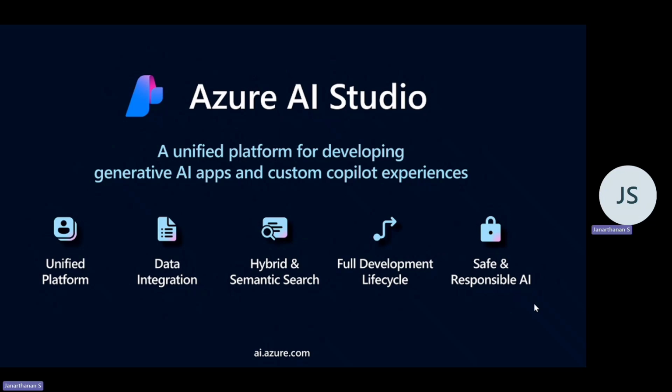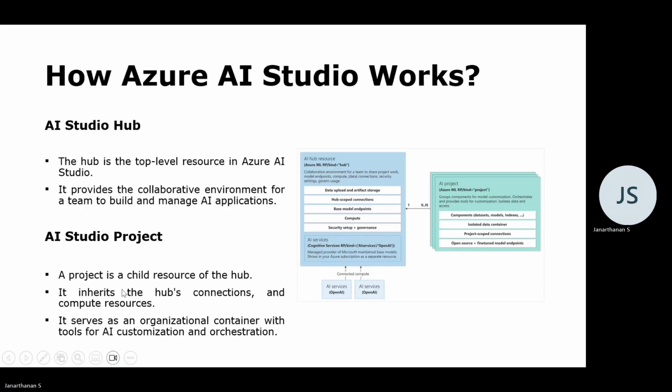Let's see how Azure AI Studio works. It consists of two important components. One is the AI Studio Hub, and the second one is the AI Studio Project. The AI Studio Hub is a top-level resource in Azure AI Studio, and it provides a collaborative environment to share files and connections to pre-trained models, data, and your compute.